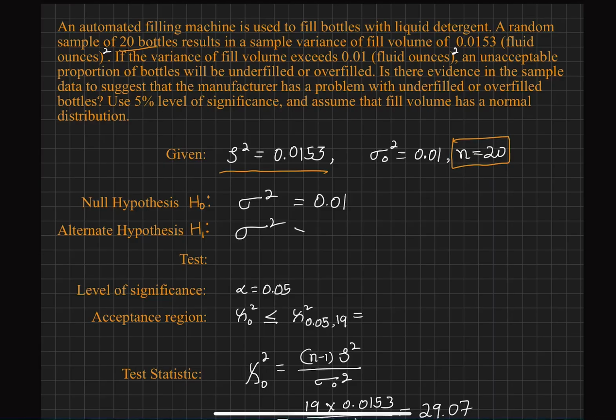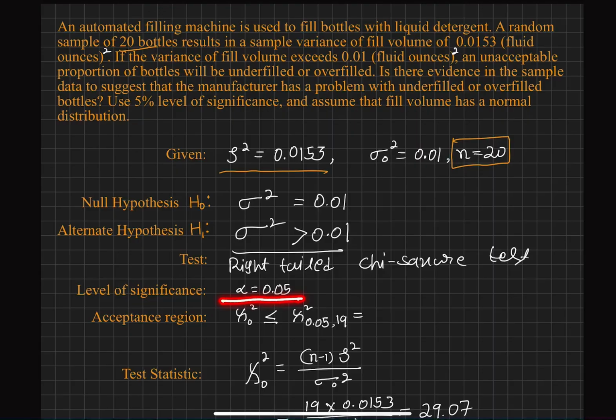That is, sigma square greater than 0.01 will be a problem. And as it is, you can see that there's only one tail, at the right side, which means it is a right-tailed chi-square test. We are applying a right-tail chi-square test, and it is again given that alpha is 0.05. Corresponding to that, let us determine the rejection region.